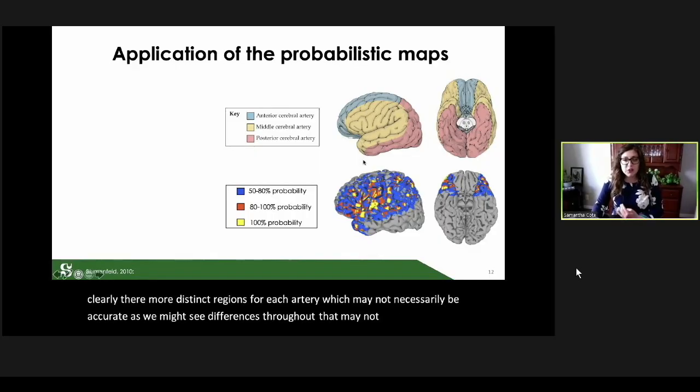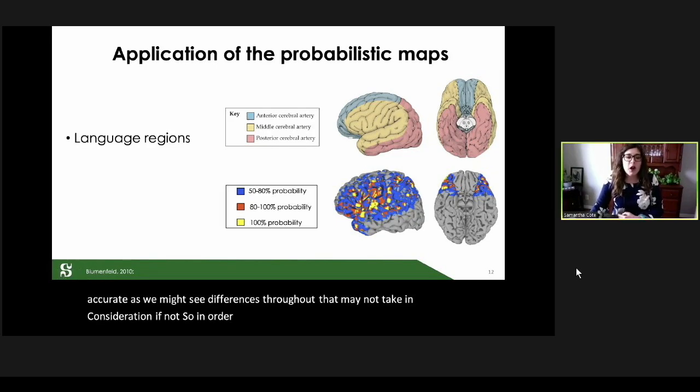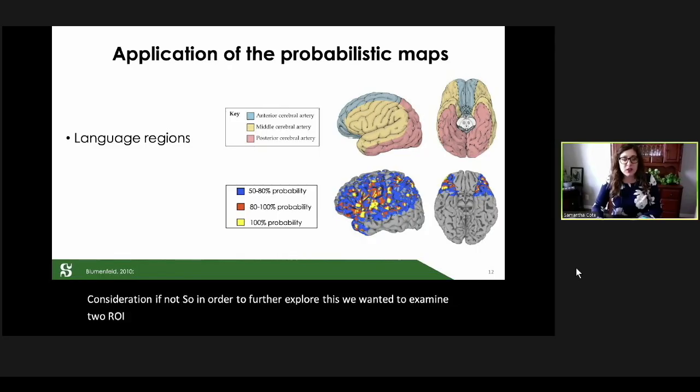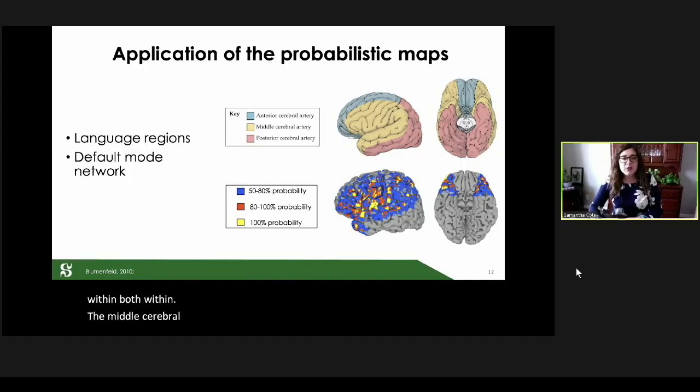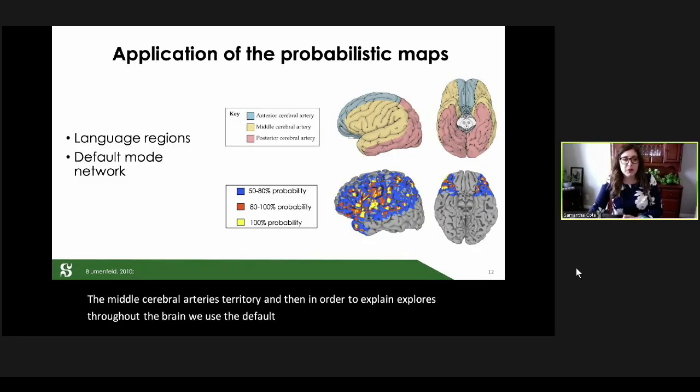So in order to further explore this, we wanted to examine 2 ROIs located within the same region. For this, we used language ROIs, as these are very well studied, and we know that they both lie within the middle cerebral artery's territory. And then in order to explore throughout the brain, we used the default mode network, which is a very popular resting state network, and its nodes are also located throughout the brain, allowing us to explore more thoroughly the effects of vascular density throughout the brain.